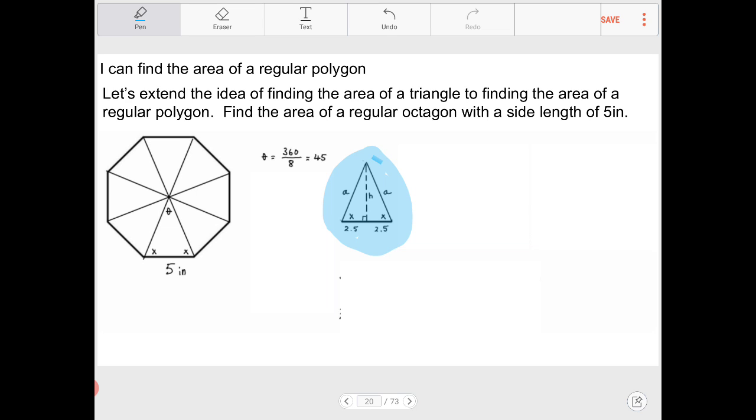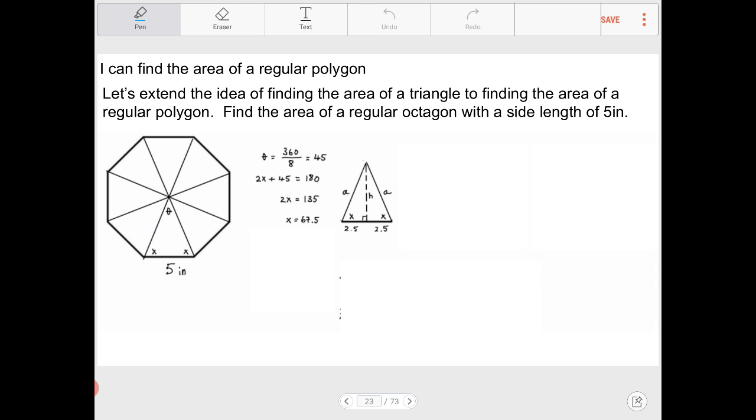So let's find out some of these dimensions. Let's find out what angle x is, because what I need to do is find out one of the side lengths. To find angle x, I know that 2x plus 45 is equal to 180, because this whole triangle, 2x plus angle theta, will equal 180. Solving for x, I end up with x is equal to 67.5.